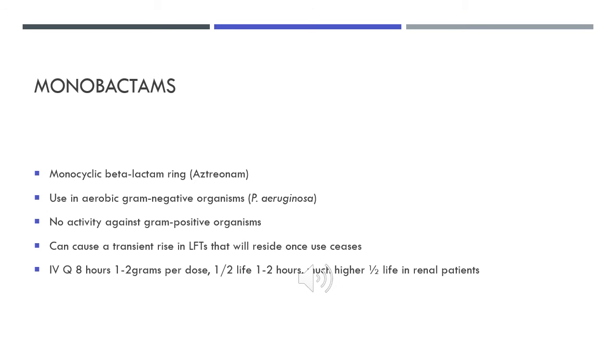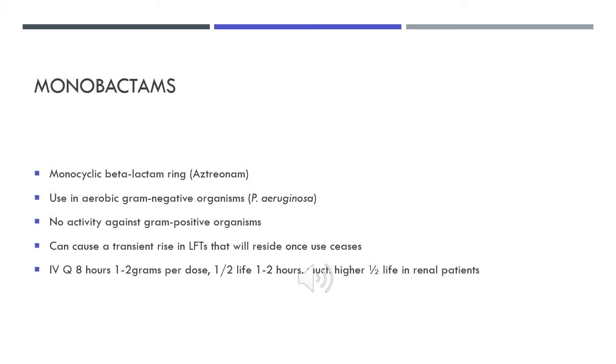So let's talk about some of the other beta-lactam drugs that are available in the United States. Let's first start with the monobactam drugs, and we only have aztreonam as the monobactam available in the United States right now. It's a monocyclic beta-lactam ring, and because of that, it can only be used against gram-negative aerobic organisms. Pseudomonas aeruginosa would be the classic. It has no activity against gram-positive organisms, which is completely unique from the other penicillins.